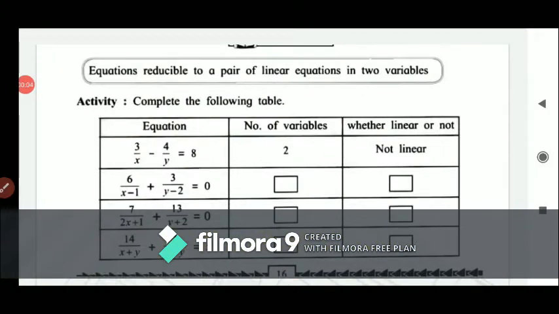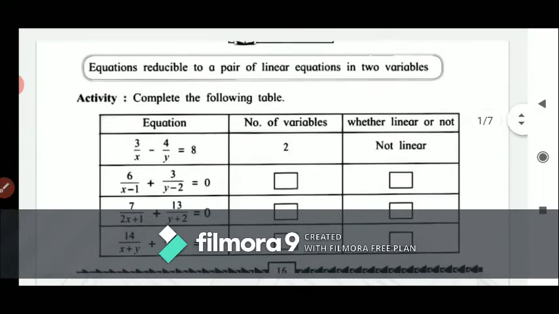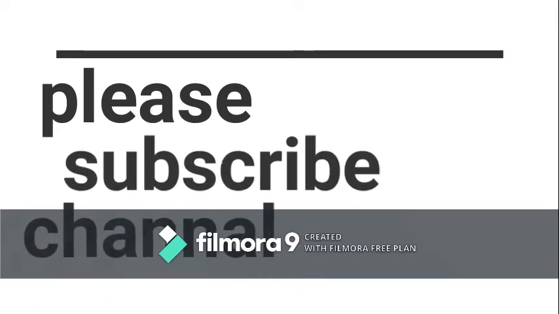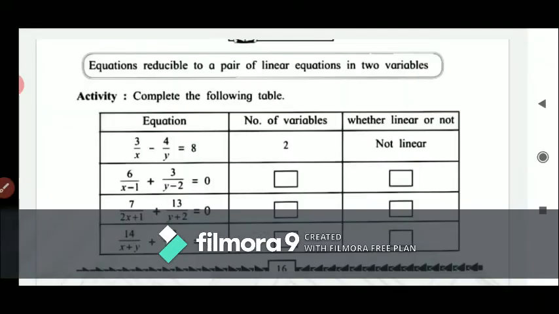We saw three methods of solution of linear equations in two variables. Now today we see the different equations which we will convert into linear equations in two variables. First equation: 3 by x minus 4 by y is equal to 8. Number of variables here: x and y. Therefore, this is not a linear equation. You know why it is not a linear equation, because the variable's degree is not 1.